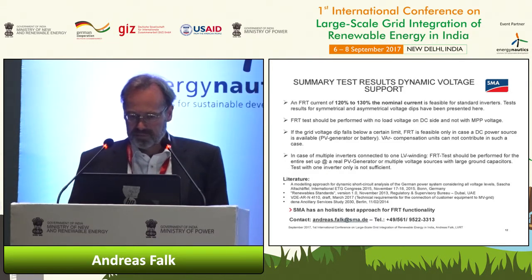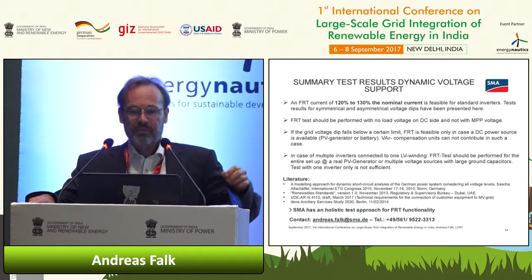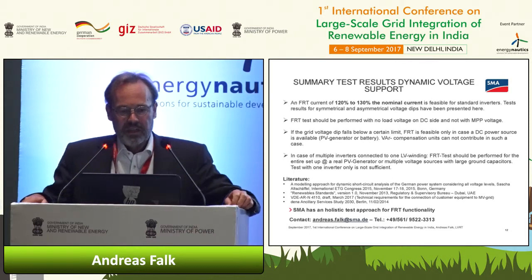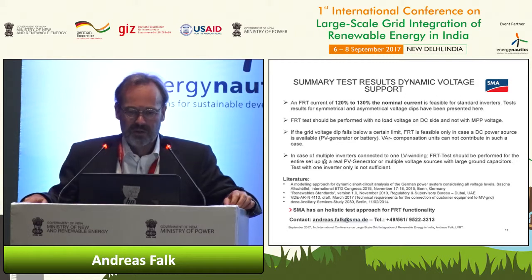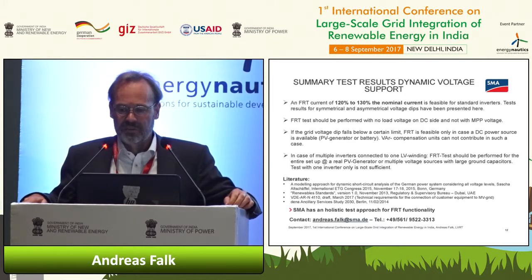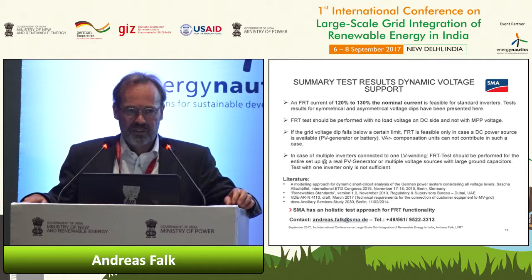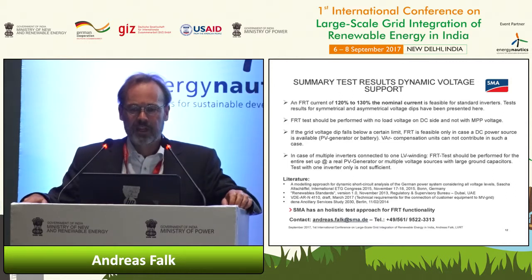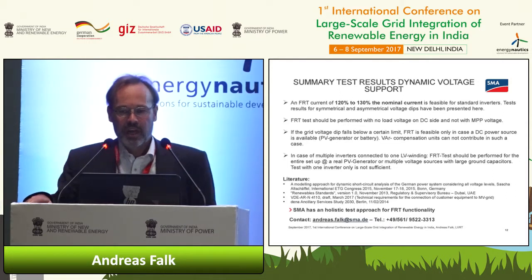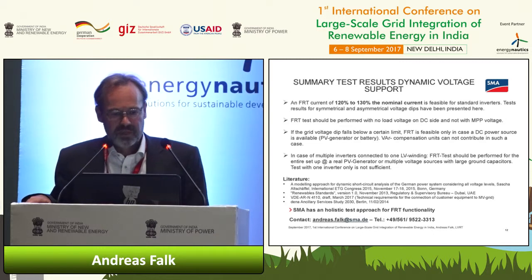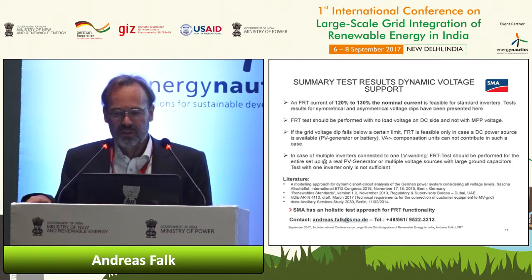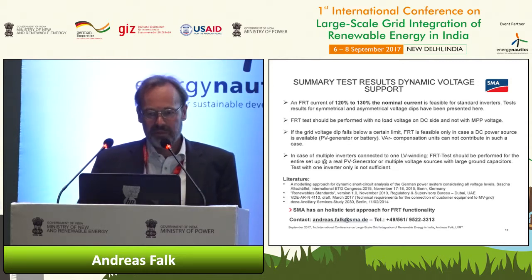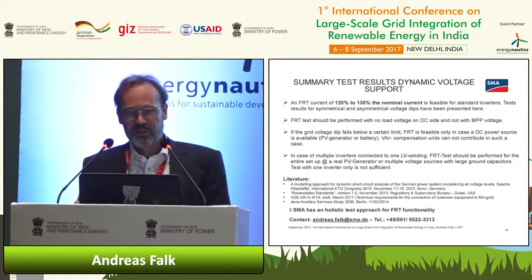Okay, the summary. An FRT current of 120 to 130% of the nominal current is feasible for standard inverters. Test results for symmetrical and asymmetrical voltage dips have been presented here. Fault ride through tests should be performed with no load voltage on the DC side and not with MPP voltage, under controlled test conditions.